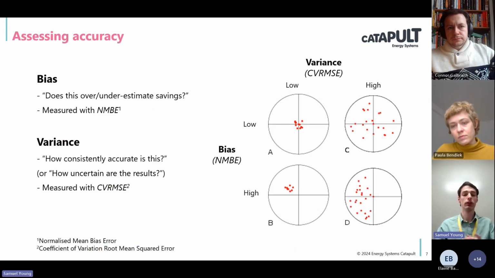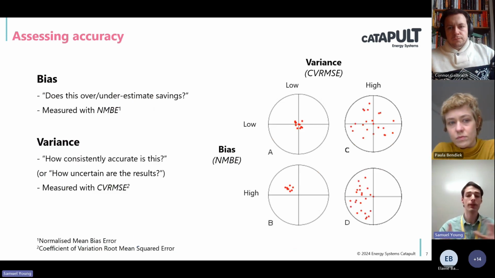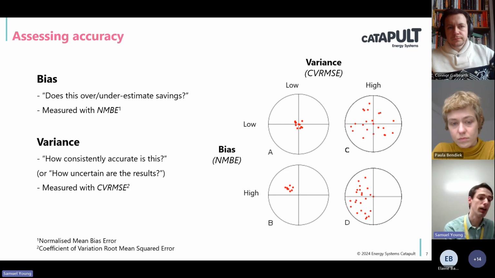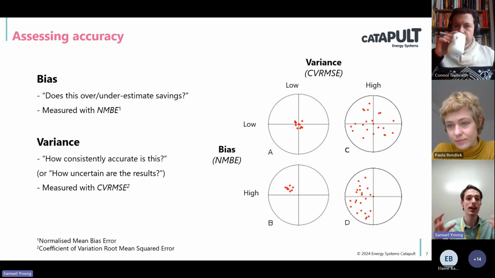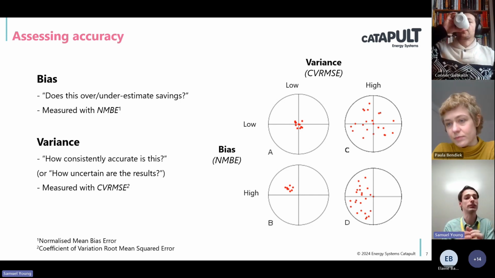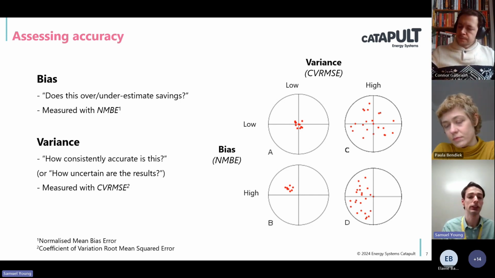Before we dive into the detail, I wanted to talk a little bit about how we're assessing the accuracy of these models. So imagine here that you are firing at a target, and we have here 4 different targets. Clearly target A is the best. Everything is focused, and it's focused around the center.